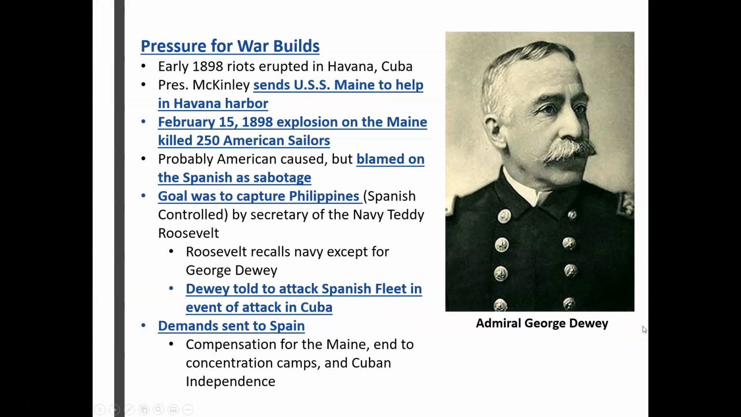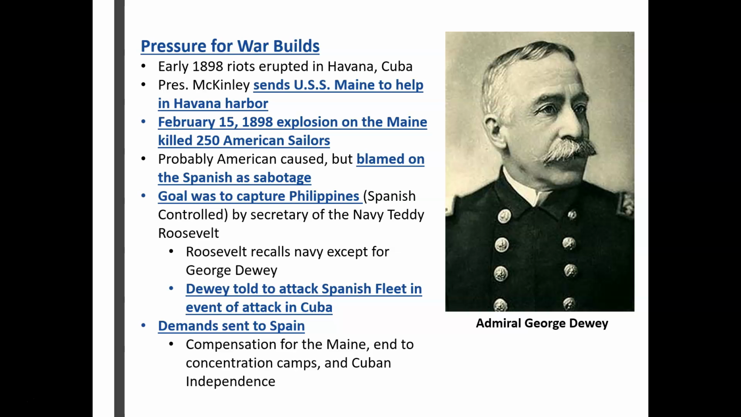Now, pressure begins to build for the United States to get involved in Cuba, and in 1898 there are riots erupting in Havana, and President McKinley is going to send the USS Maine along with U.S. troops on board to help in Havana Harbor.